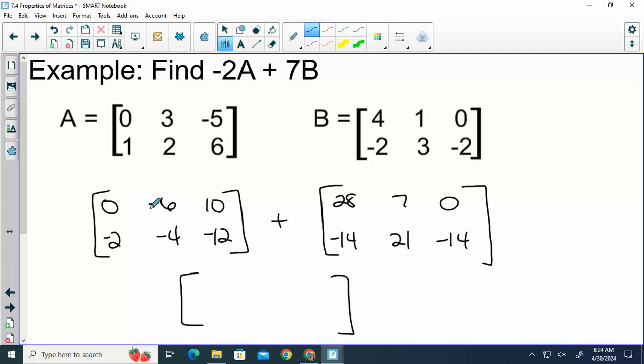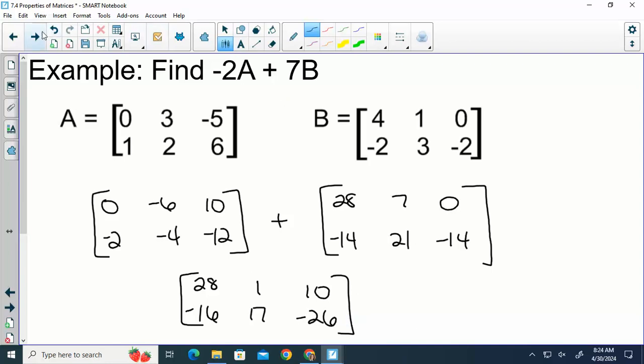So you took a times negative 2, b times 7, and now we are adding corresponding entries. So your first row should be 28, 1, 10. Second row, negative 16, 17, negative 26. Did we get it? All right. Are we pretty good with adding, subtracting, all that?